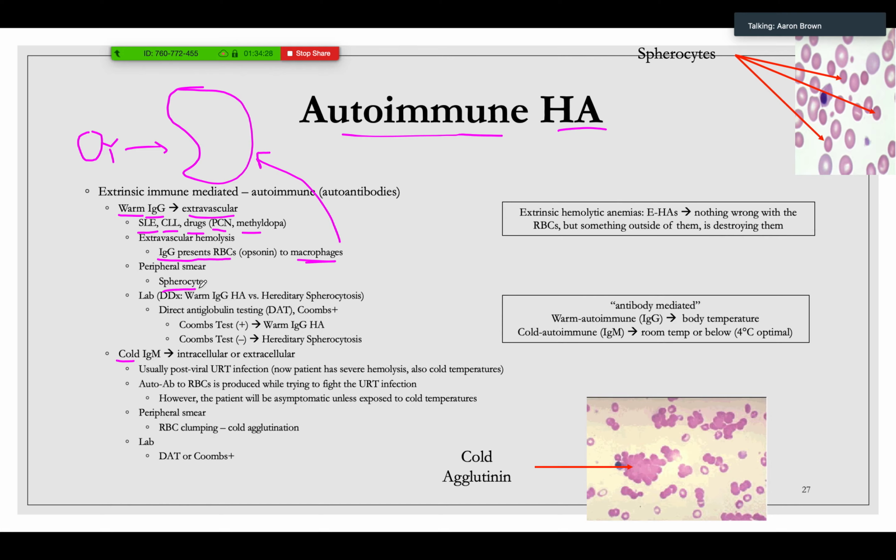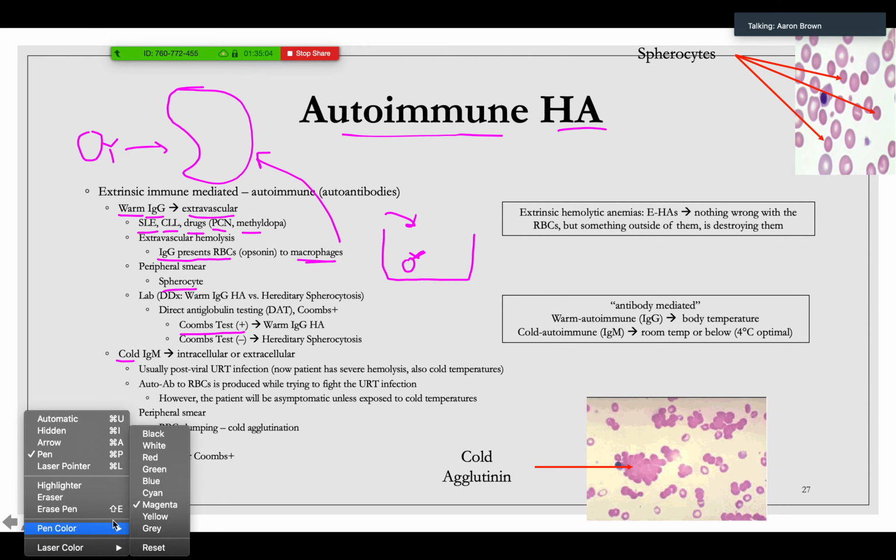You may see some spherocytes on peripheral smear, just because as these antibodies are binding to the red blood cells, they kind of change the shape of the red blood cell. In terms of diagnosis, we can do something called the Coombs test. Okay, and the Coombs test is where we take a little bit of our patient's red blood cells. Their red blood cells have antibodies bound to them. And what we're going to do is add into this an antibody against antibodies.